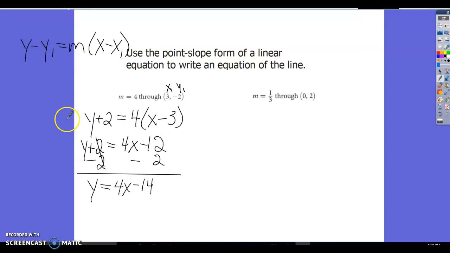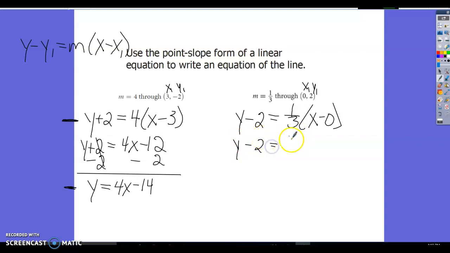Okay, so this is point-slope form, and this is slope-intercept form. All right, so the next one: y minus, again, this is x and y from our first point. So y minus 2 equals our slope times x minus 0. And then again, we're going to distribute. We're just going to put it in a nicer form.